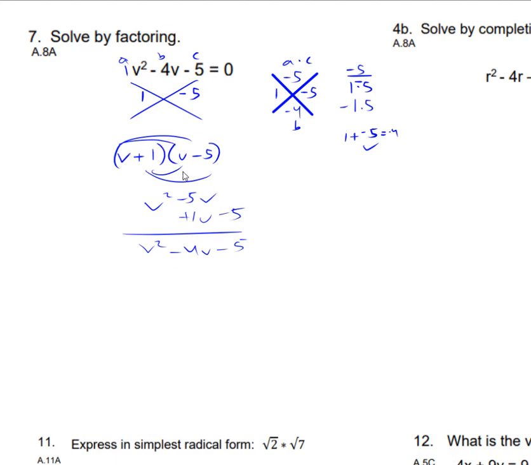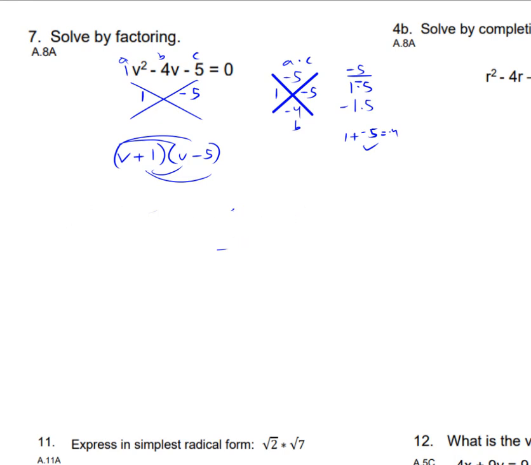All right, so I have the v plus 1 and v minus 5 here, and what I'm going to do is I need to set those both equal to 0. So let me go ahead and erase some stuff here. Get rid of some of that. All right, so I'm going to take that v plus 1 and v minus 5. I'm going to set them both equal to 0, okay?